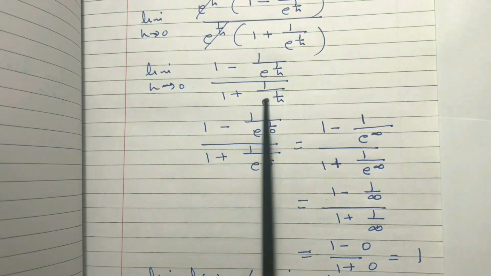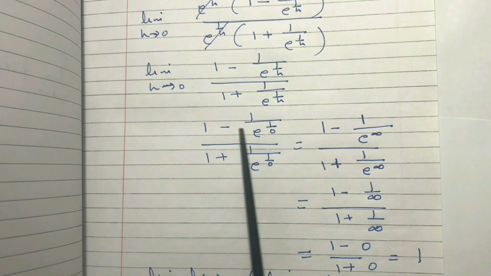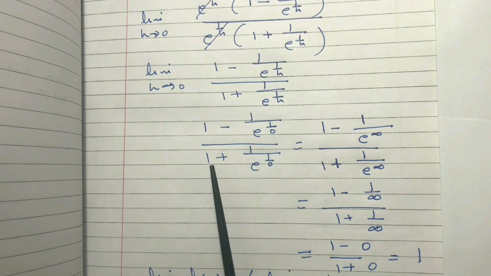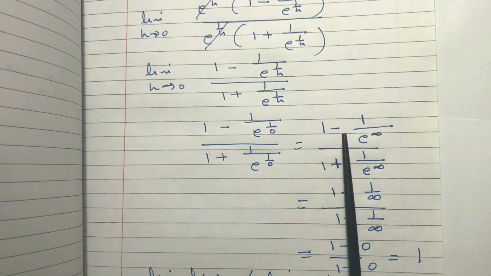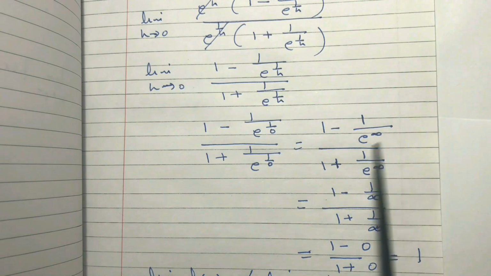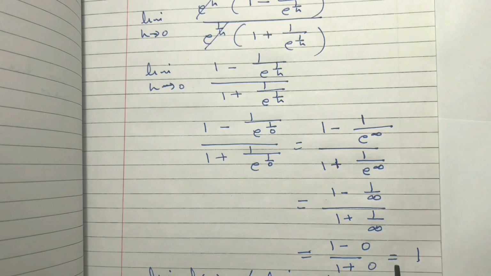Now instead of h write 0. 1 minus 1 upon e raised to 1 by 0 upon 1 plus 1 upon e raised to 1 by 0. This is equal to 1 minus 1 upon e raised to infinity upon 1 plus 1 upon e raised to infinity. This is equal to 1 minus 1 by infinity upon 1 plus 1 by infinity. This is equal to 1 minus 0 upon 1 plus 0, and this is equal to 1.